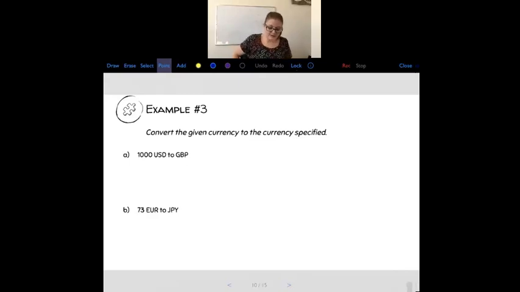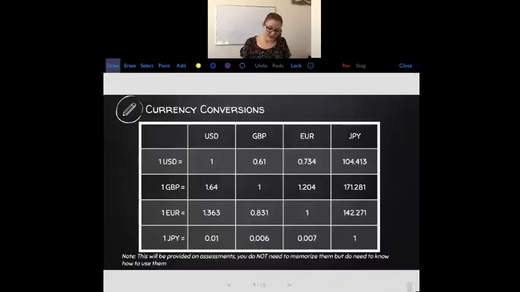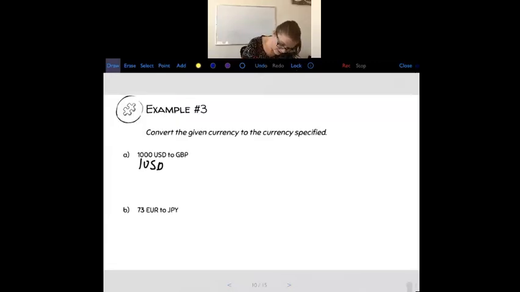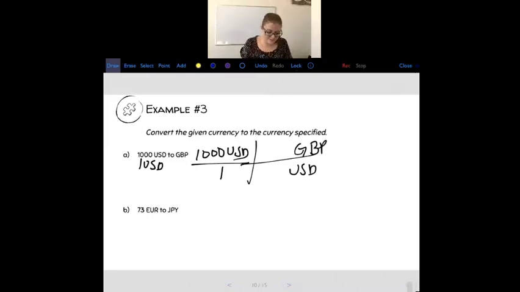So 1,000 US dollars to Great British pounds. So we want to know how much 1 US dollar is. If we go to our chart, we'd start with 1 US dollar, and it's 0.61 Great British pounds. So we start with 1,000, put it over 1. We want dollars to cancel, and our goal is to get to pounds. For 1 US dollar, there's 0.61 Great British pounds. So 1,000 times 0.61 gives us 610 Great British pounds. What this means is that our dollars don't go as far in the UK.